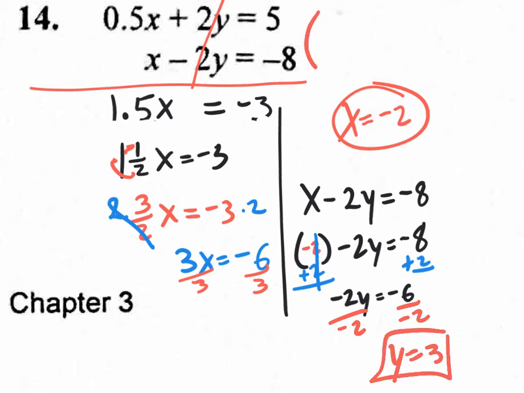Final answer to the entire system, put it as a coordinate. The x value first, the y value second. And of course, you could plug in your x and your y to verify if it gives you 5, to see if it gives you negative 8, and it really does.